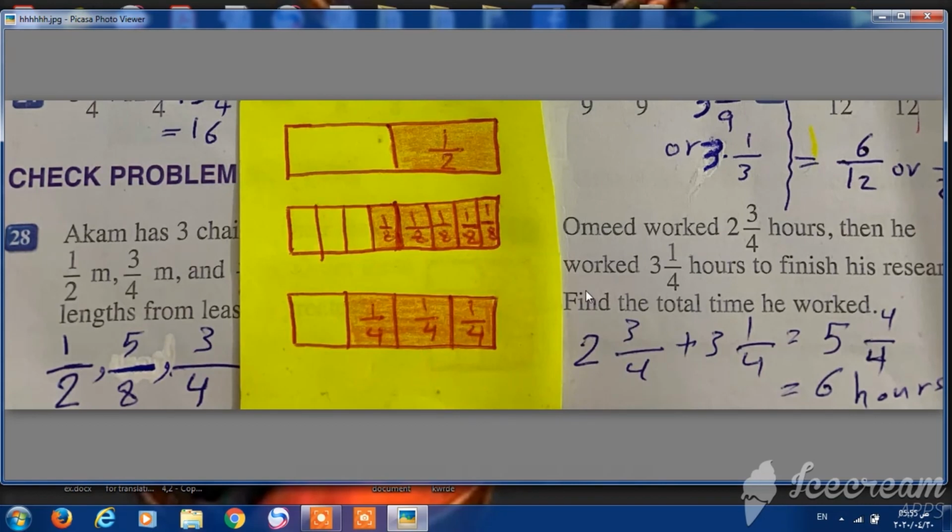And to get number 29, Ahmed worked 2 and 3/4 hours. Then he worked 3 and 1/4 hours to finish his research. Find the total time he worked. So we total, that means we find the sum of the two fractions we have, and they are mixed numbers. First, 3 plus 1 equals 4, and we keep 4. After that, 2 plus 3 equals 5, and 4 over 4 means a whole, it's 1. So 1 plus 5, we get 6 hours.